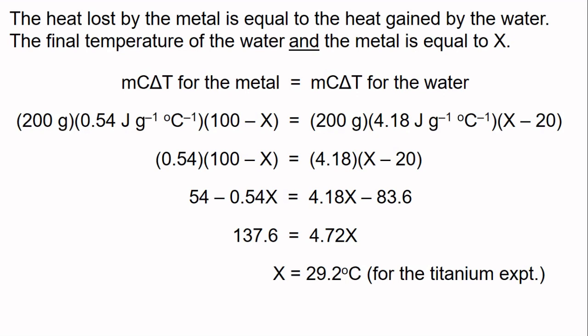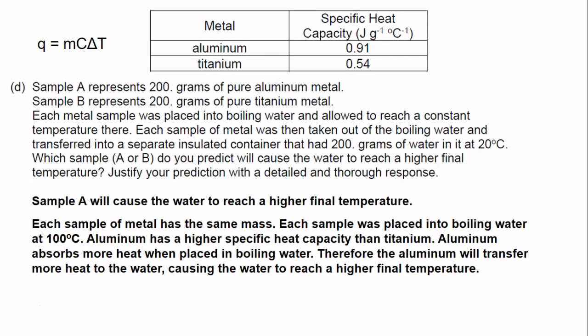So this might help some of you that wanted to see the numbers, that the aluminum will be raising the temperature of the water to a higher value because it absorbs more heat. Again, aluminum has a higher specific heat capacity than titanium, and therefore will cause the water to reach a higher final temperature.